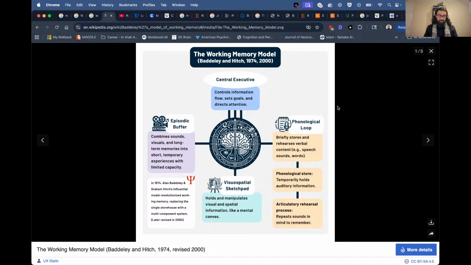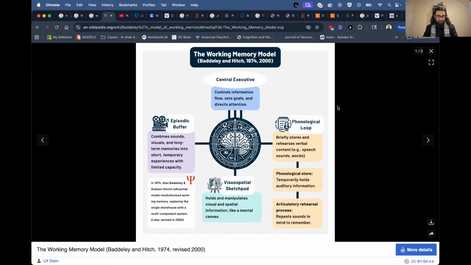And the phonological loop briefly stores and rehearses verbal content like speech, words, and sounds. For instance, if I say to you, a squared triangle, it doesn't exist. A squared triangle does not exist. So it's quite redundant taking that seriously.